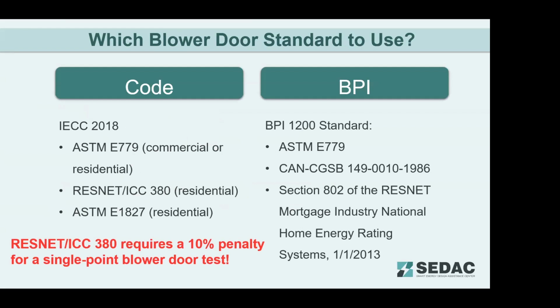All right, so which blower door standard to use? So right now the code says in the 2018, we've got the three: ASTM E779, the ResNet ICC 380, and the ASTM E1827. In the BPI world, the BPI 1200 standard references the ASTM E779 and the ResNet standard, although an older version of it. It also references a Canadian standard, but from a code compliance point of view, that standard is not listed in the code.